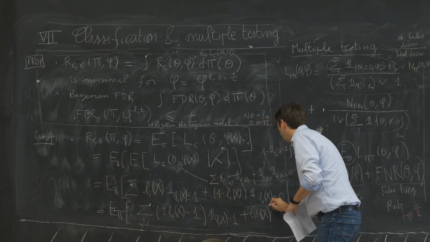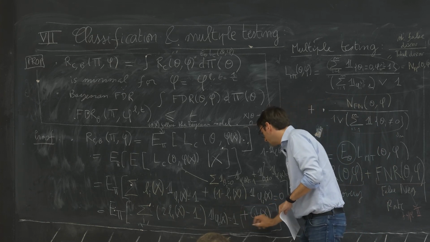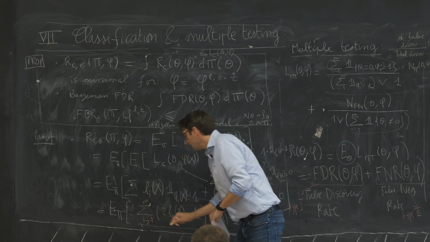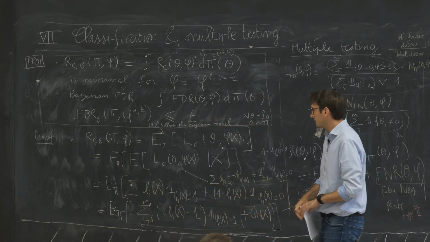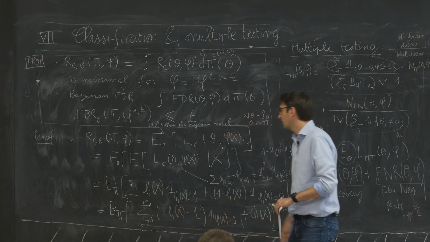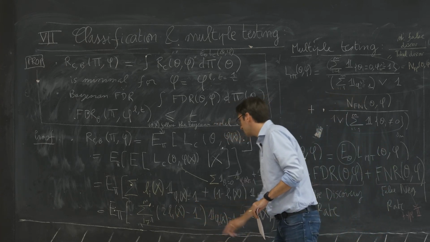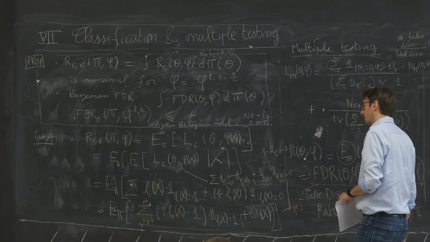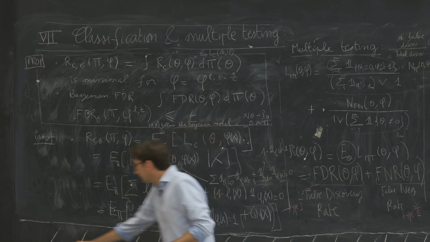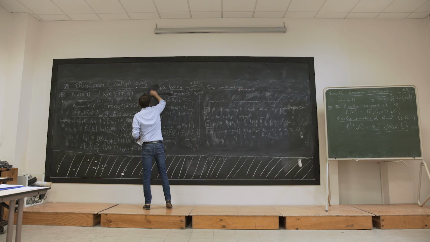Recall that I want to minimize in phi, so this term doesn't depend on phi and I can forget it. If I want to minimize this with respect to phi, I can just keep the terms of this sum whenever the coefficient is negative, and I drop the other ones. So this is exactly, in fact, my L-value procedure at level a half.